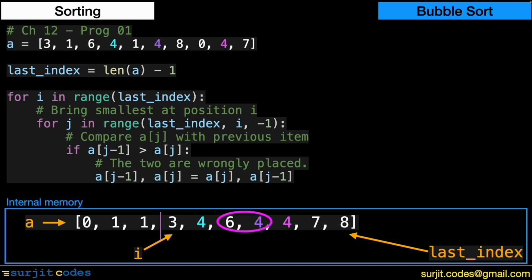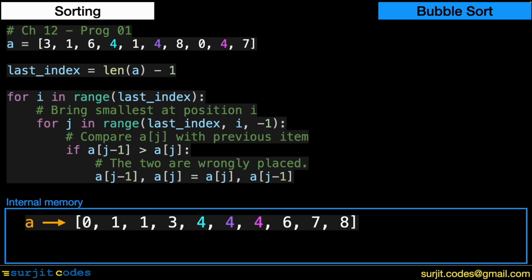In the next iteration, the only swap is between 6 and 4. In the next iteration again, there is only one swap. The list is fully sorted, but we have no way of knowing it, so we continue with the iterations over i till we finish with the loop even when there are no more swaps.